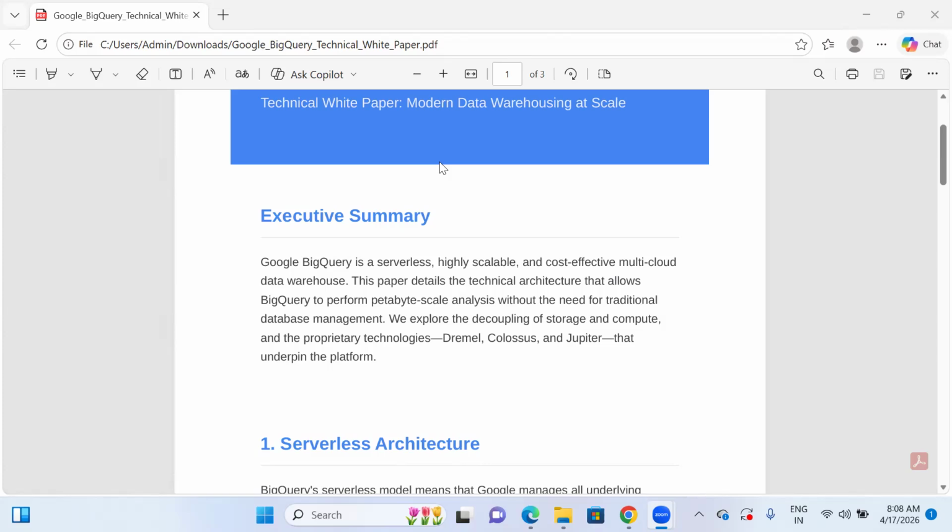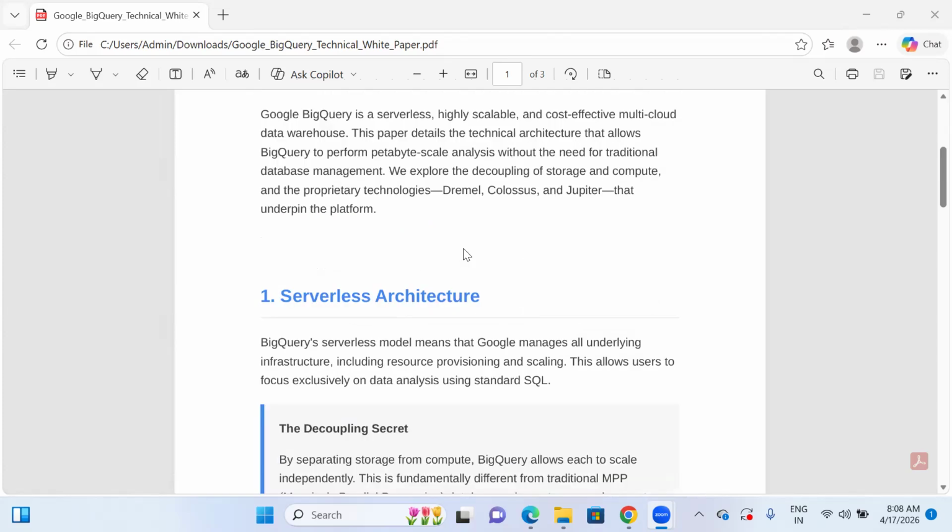So when we are using any traditional database management system, we must understand how these multi-cloud data warehousing systems or applications are really useful. In that regard, first we must know about the serverless architecture, right? Serverless architecture in BigQuery means Google manages all the underlying infrastructure, including resource provisioning, scaling, all these.